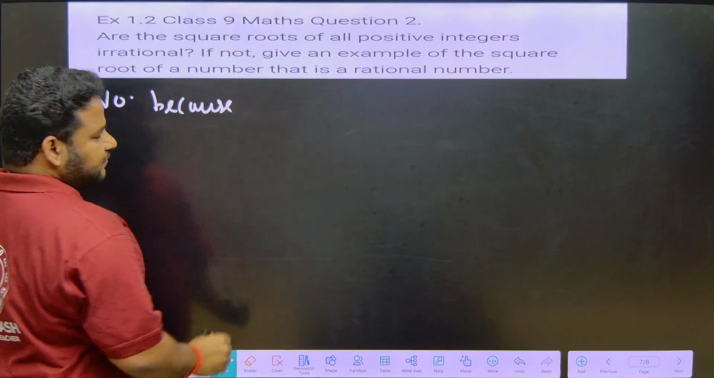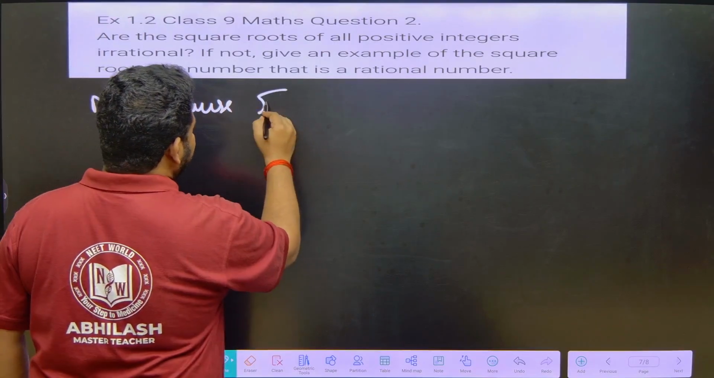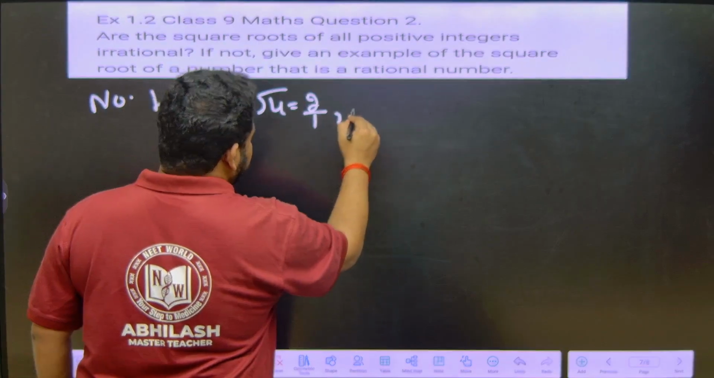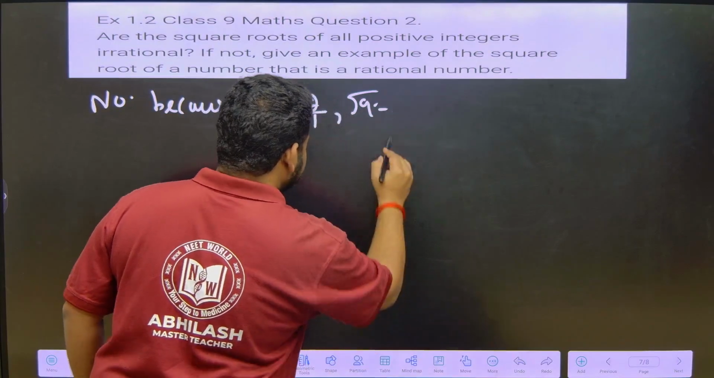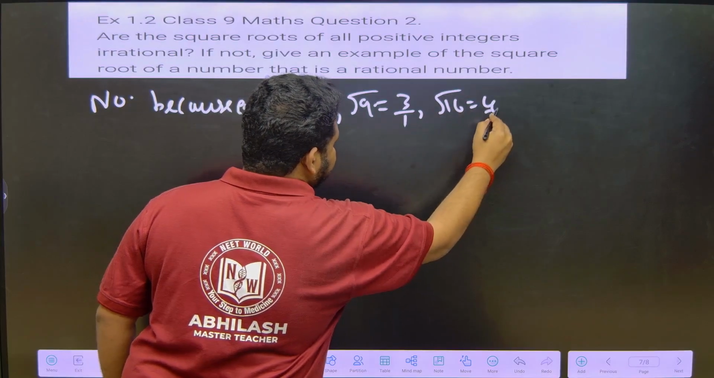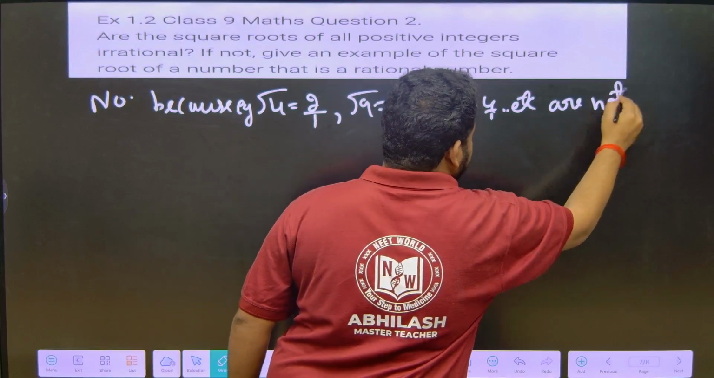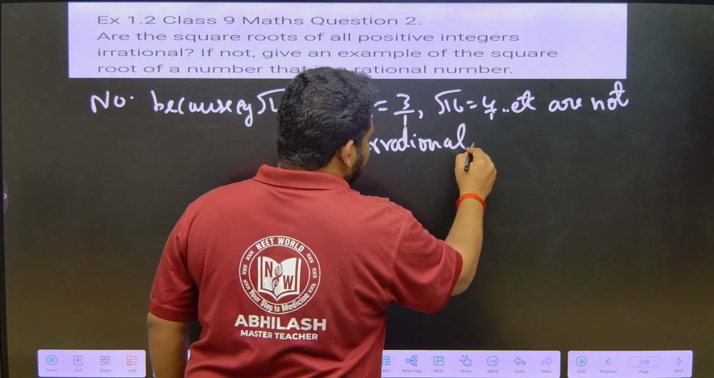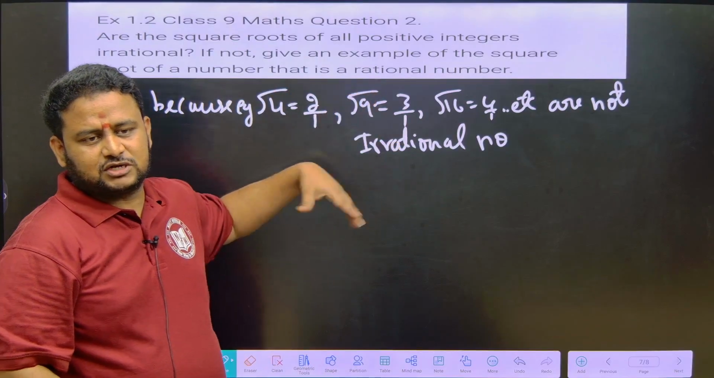Perfect squares are not irrational, because perfect squares are rational numbers. For example, the square root of 4 is equal to 2, which I can write as 2 by 1. The square root of 9 is 3, which I can write as 3 by 1. The square root of 16 is 4 by 1, etc. These are not irrational, they are rational numbers, because they are all perfect squares.